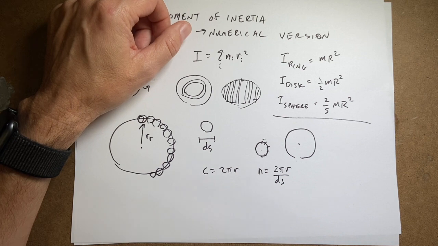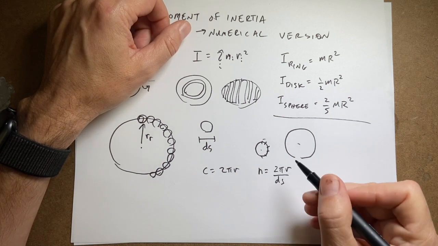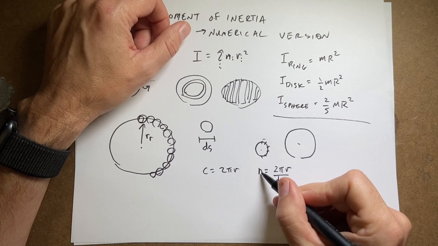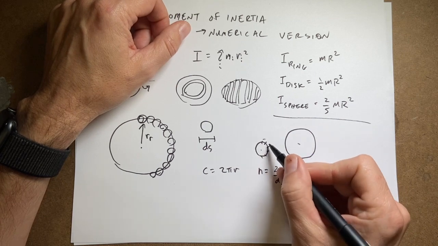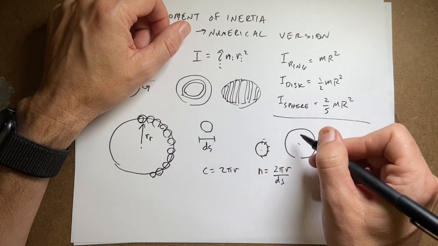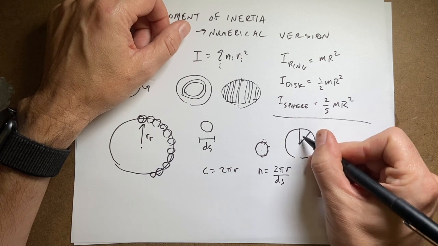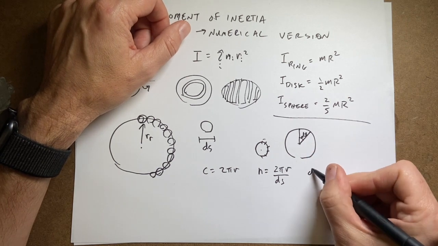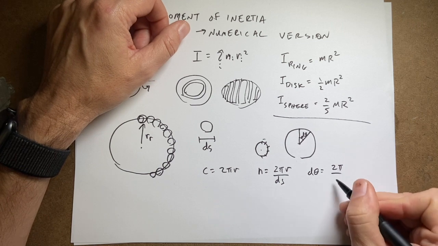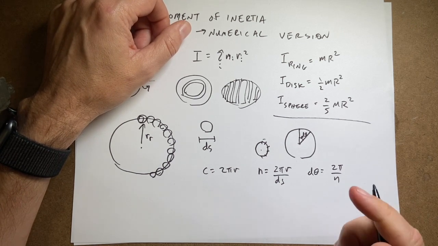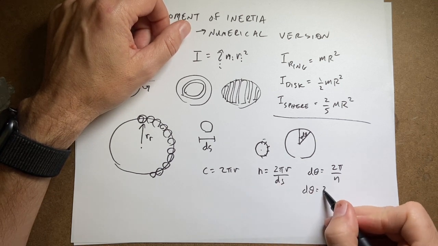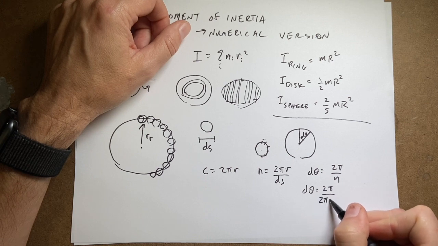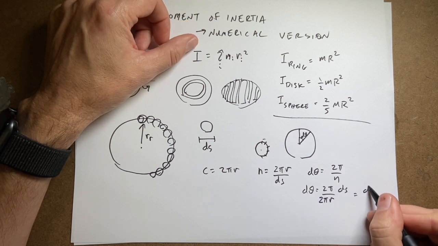Now, I'm thinking this through. I haven't planned this stuff because I didn't really want to plan this too well. So what do I do? If I have n pieces, I guess I could break this into d thetas, right? As I start to move to the next one, I'm going to have a d theta shift, where d theta is going to be 2 pi over n. Yeah, that'll work. And then I guess I could say d theta is going to be equal to 2 pi divided by 2 pi r times ds. So this would be ds over r.